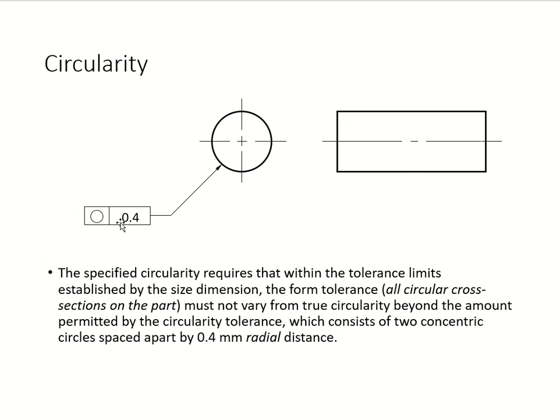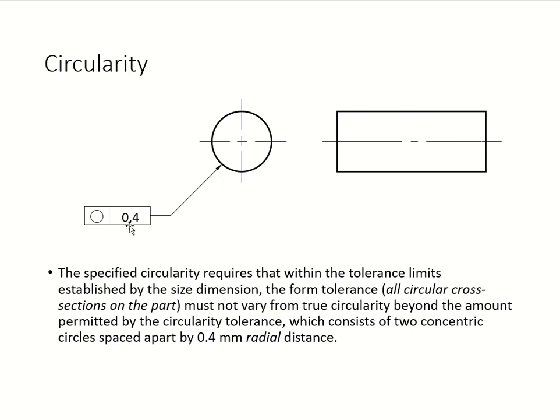So here we go: your circularity, the little circle right there, 0.4, your geometric tolerance. So this is your tolerance. And of course, it is in your feature control frame right there, showing you the circle surface, the circumference right there.